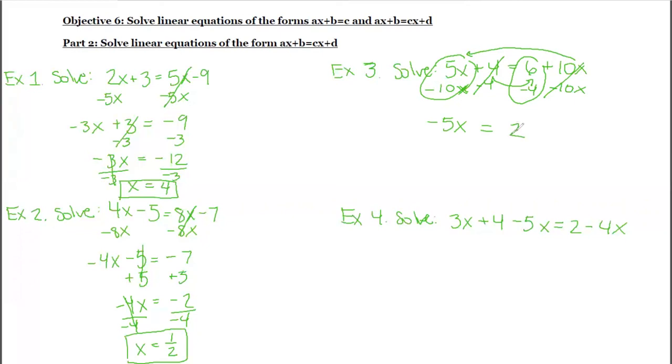All right. So now this -5 is being multiplied by the x. So in order to get rid of it, I'm going to divide by -5, and whatever you do to one side, you have to do to the other side. So in this case, x equals -2/5.